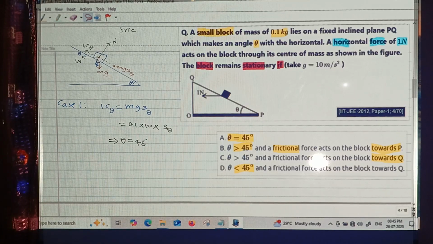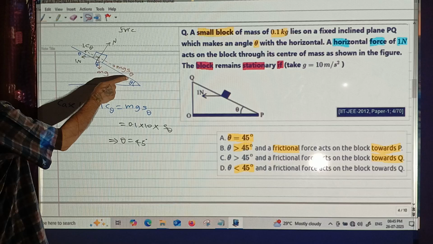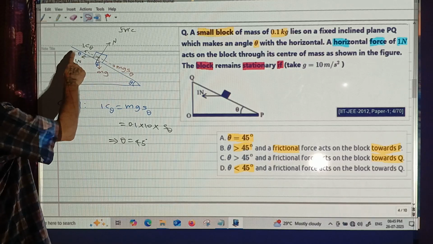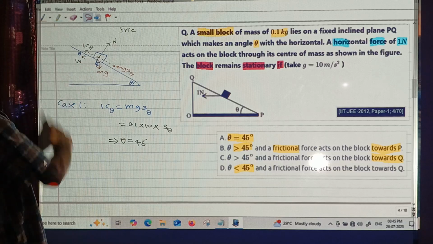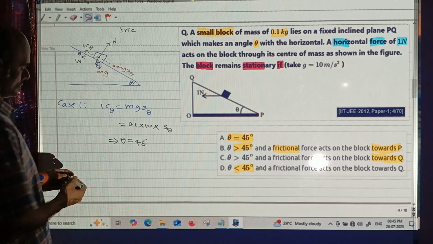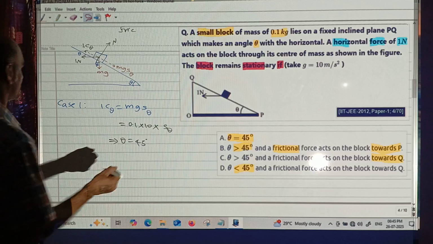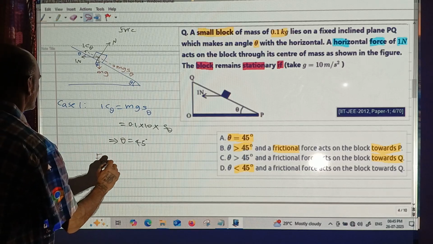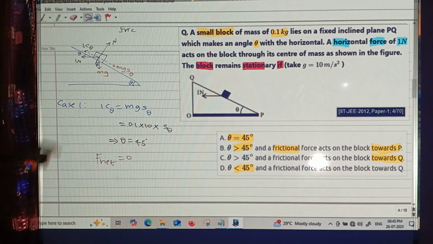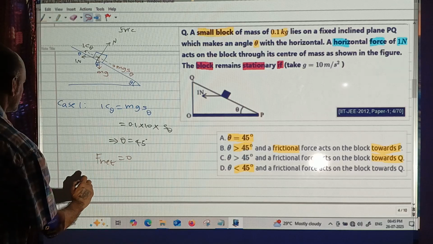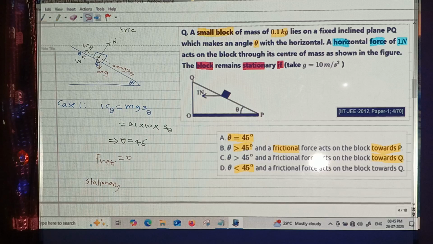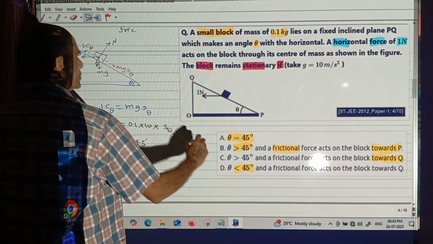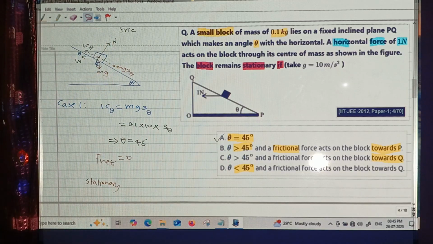So when the inclination of the plane is 45 degrees, the downward force, which is the weight component, and the upward force component are both equal. So there is no net force acting on this block. So the net force, excluding the friction, is 0. So the block will not move. It will be stationary. So option A is true. The block remains stationary if theta is 45 degrees.